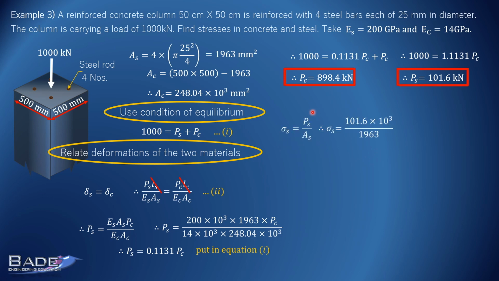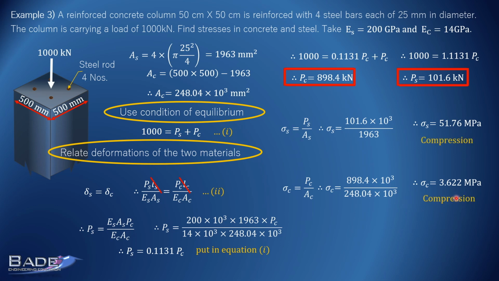Stress in steel is load on steel divided by cross-sectional area of steel, and it is compression. Stress in concrete is load on concrete divided by cross-sectional area of concrete, and it is compressive. Don't forget to write the nature of stresses. So this is how we have solved this problem. Simple. Correct?